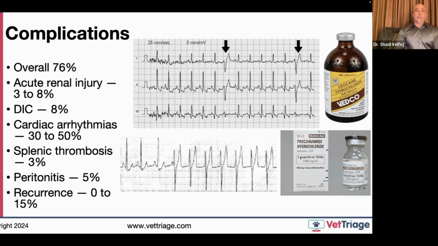Acute renal injury can be seen in 3 to 8%. Disseminated intravascular coagulopathy, 8%. Cardiac arrhythmias are the most common, in my experience as well, reported to be 30 to 50%. Splenic thrombosis, 3%. Peritonitis, 5%. Recurrence, 0 to 15%. And I tell pet owners the recurrence rate is virtually zero. If there is a recurrence, assuming that surgery went well, I'm going to do a workup for these dogs for endocrinopathies, neoplasia, immune-mediated disease.